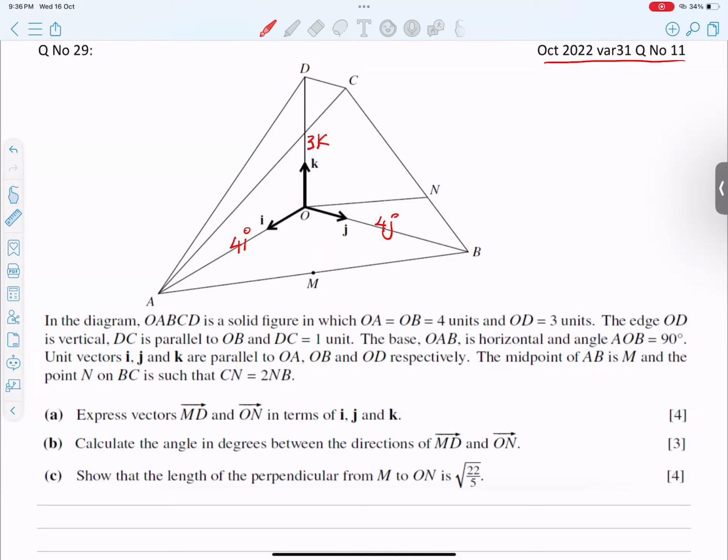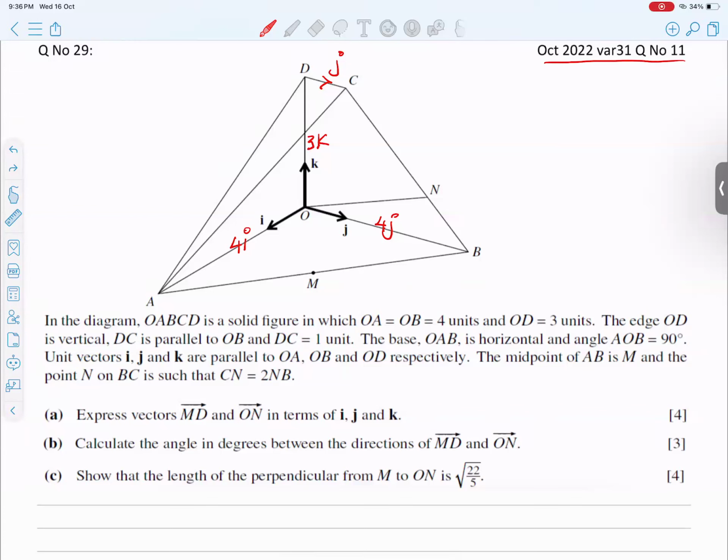We mentioned that BC is 1 unit. This is a 1 gap, so this is only j. What else is given? M is the midpoint. And what else is given? N is such that its condition is given. And that's it.